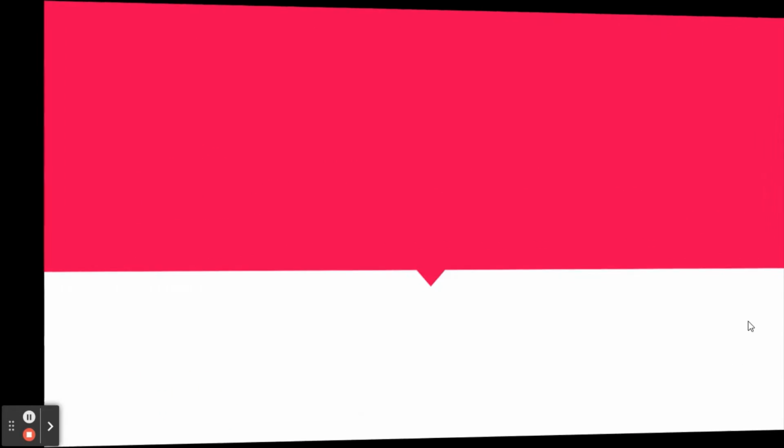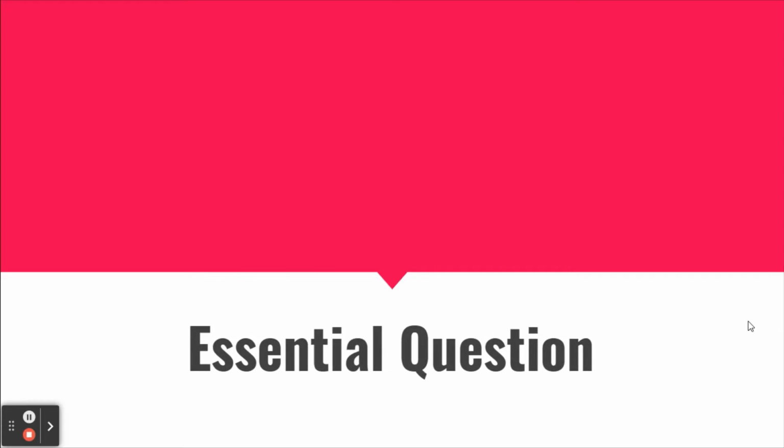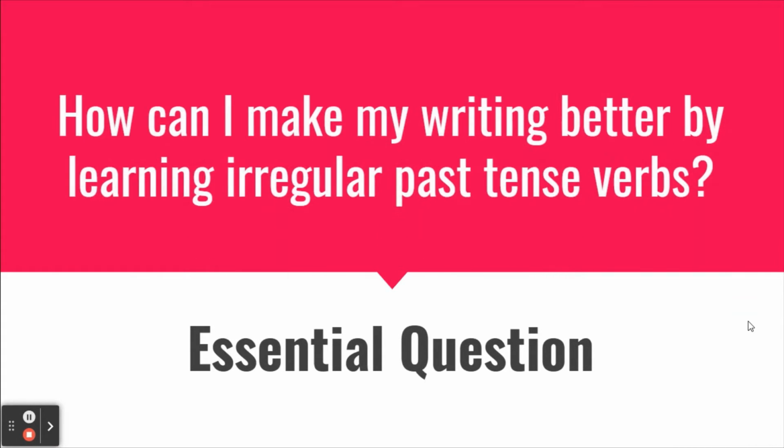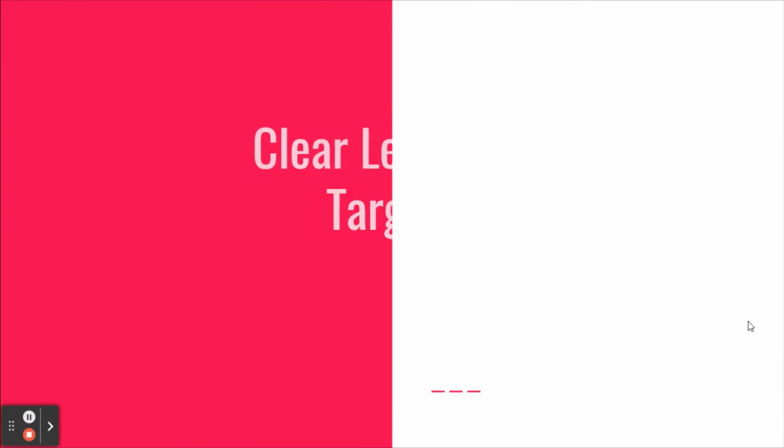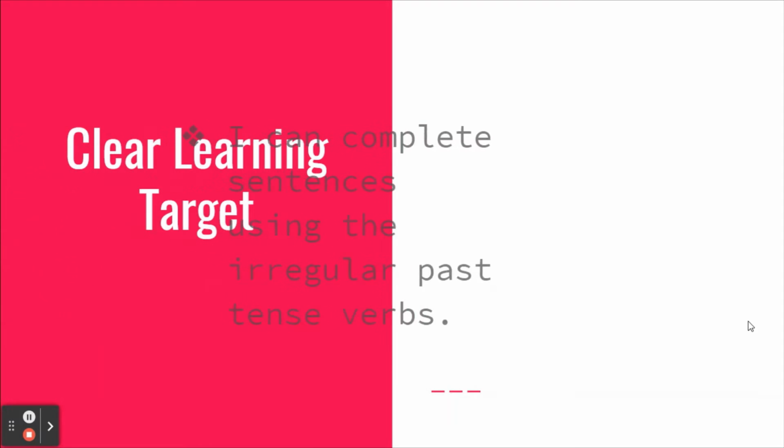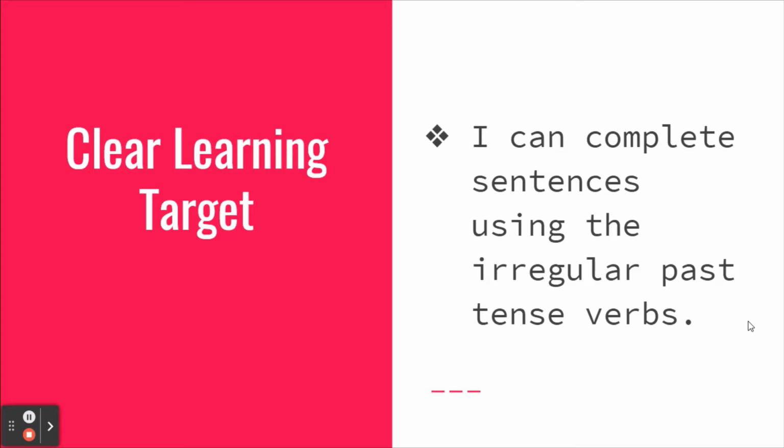Today's clear learning target, actually, I'm going to start with the essential question today. How can I make my writing better by learning irregular past tense verbs? So the hope is that as you write and also as you speak, you can use the correct tense of the verb, be that regular or irregular, especially in the past tense. And now we do have our clear learning target. Our target for this lesson is: I can complete sentences using the irregular past tense verbs, and I'm going to add here in parentheses, correctly.